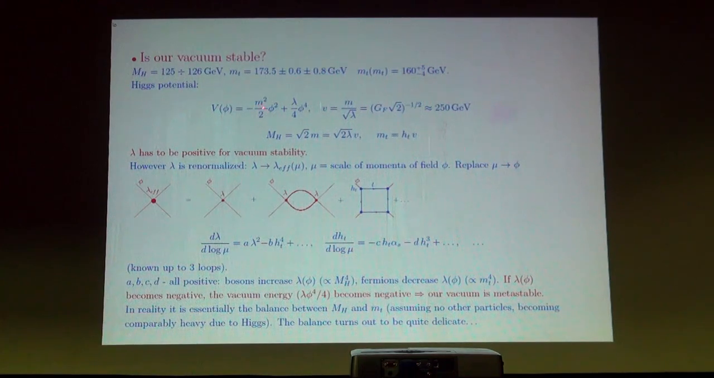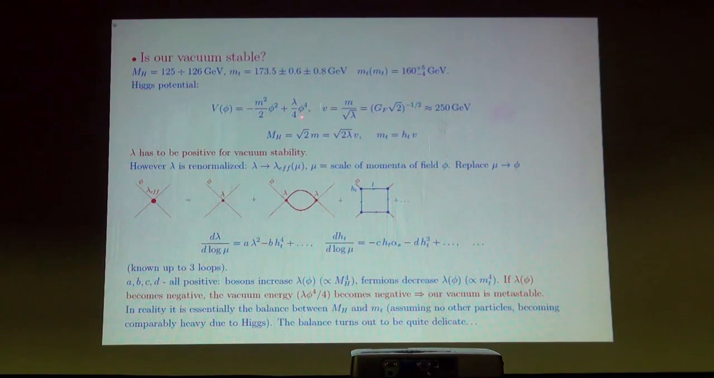So at small phi, this negative mass term makes phi absolutely unstable, and at large phi, positive lambda stabilizes, because phi to the fourth becomes more important than phi squared. There is a balance between these two factors, and that sets the vacuum expectation value, which is 246 GeV, and in terms of this parameter is given by m over the square root of lambda. And the mass of the Higgs is the square root of 2 times this mass parameter, or it can be expressed in terms of lambda and V, the vacuum expectation value. And the mass of the top quark is the Yukawa coupling of the top quark to the Higgs times the vacuum expectation value. Now, lambda has to be positive for vacuum stability.